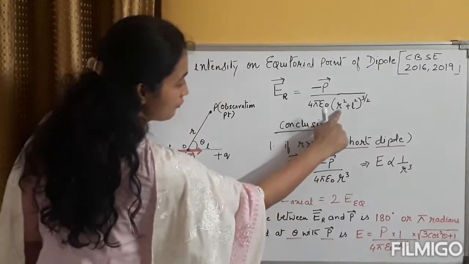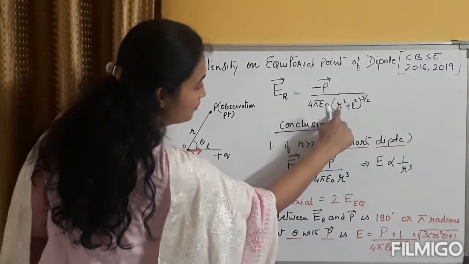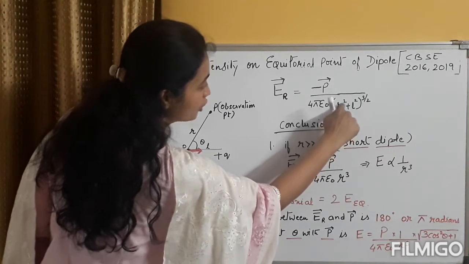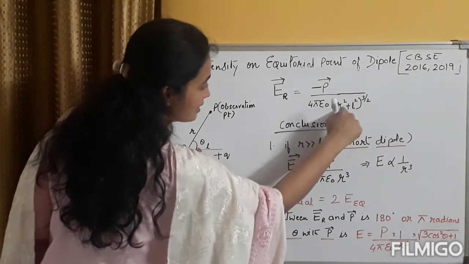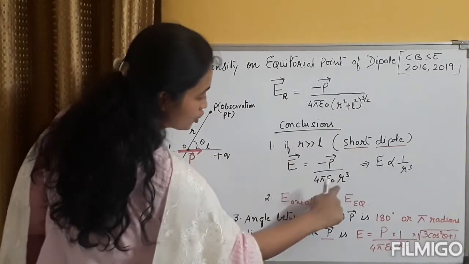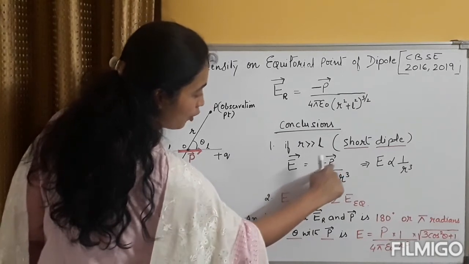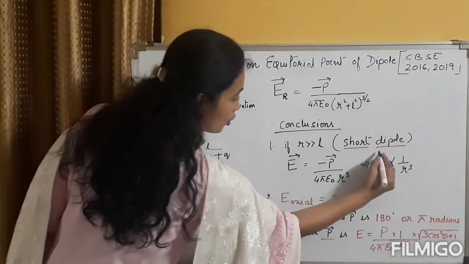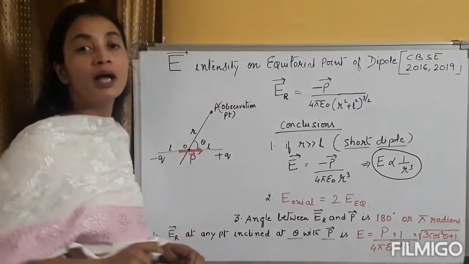In that situation, if L can be neglected in the expression, what happens to this expression? r to the power 2 multiplied by 3 by 2, so this 2 gets cancelled and you get r cube. So in the expression you are getting r cube. E vector equals minus P, the dipole moment, upon this r cube. The conclusion is that the electric field is proportional to 1 by r cube.